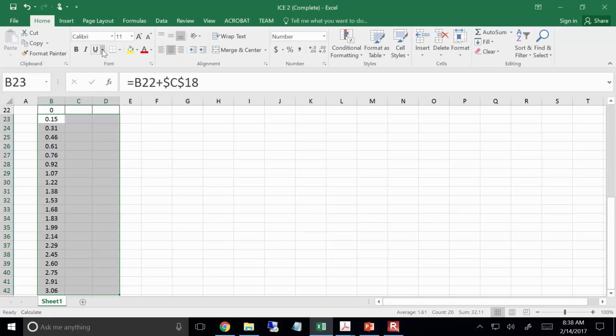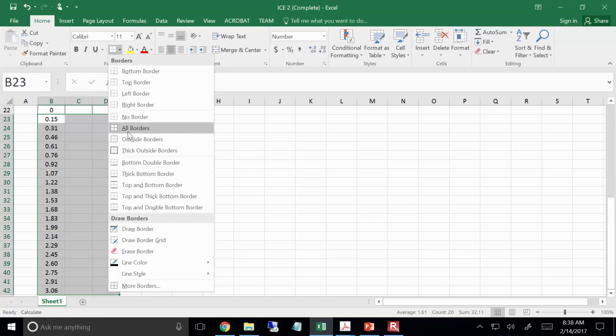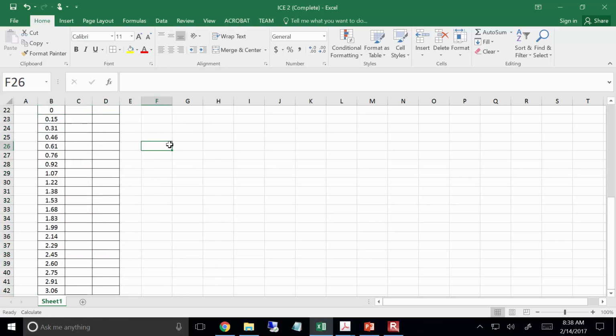And then see where it says font. I've got bold, italics, underline. This little symbol right here will put borders on the cells. If I click that little drop-down arrow and hit all borders, now they're all bordered up. So when I hit print, the table will be easier to figure out. All right, is that clear?